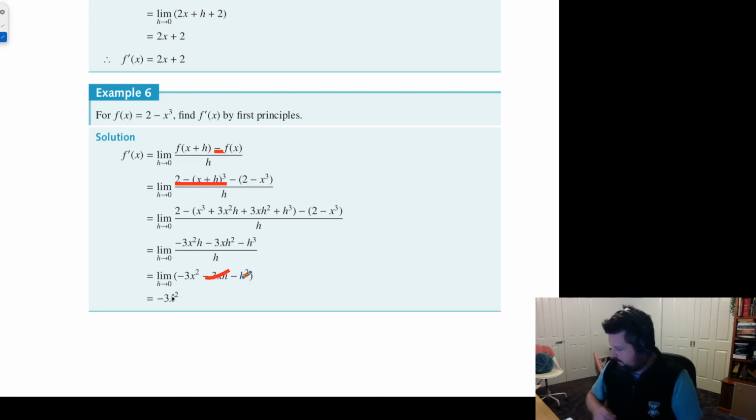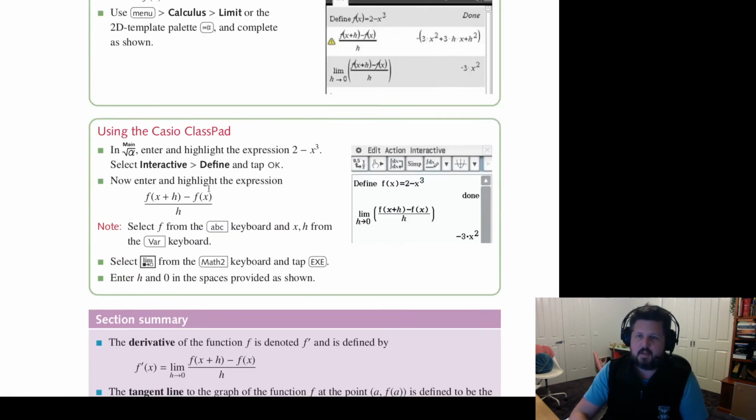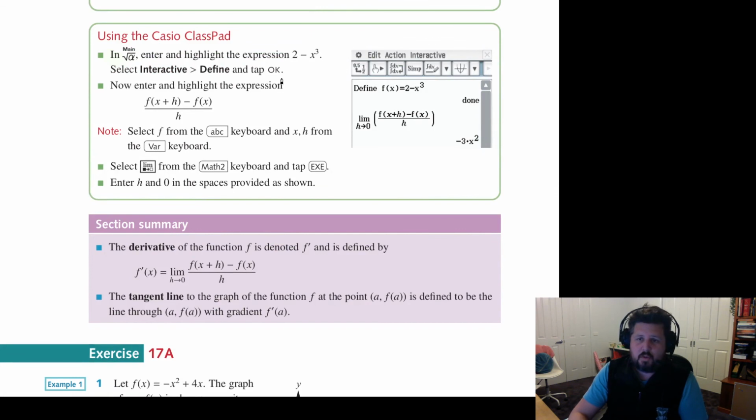Perfect. Good news is, again, this type of thing can be done on your calculator. You could define the function as follows: f of x equals 2 take away x cubed, and then set up the expression for the derivative. Remember, you can evaluate the limit as h approaches 0 of f of x plus h take away f of x, divided by h. It will use this function of x and do that calculation for you and evaluate the limit, which could be helpful for checking your working.